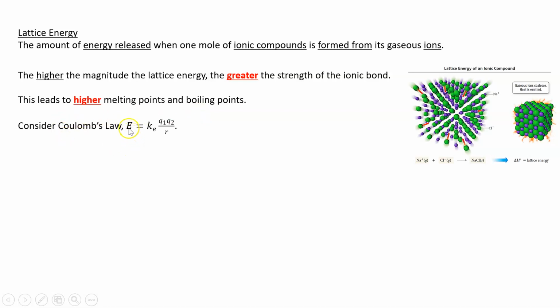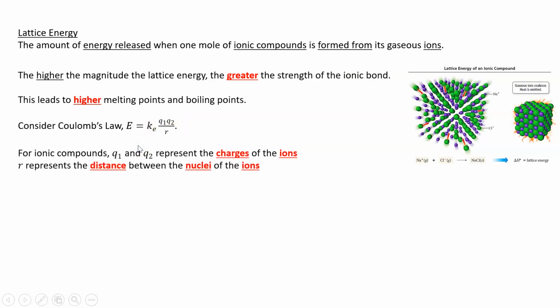Consider Coulomb's law. Energy equals a constant times Q1 times Q2 divided by R. For ionic compounds, Q1 and Q2 represent the charges of ions, like a positive ion and a negative ion in this example. You've got your positive sodium and your negative chloride ions. The R represents the distance between the nuclei of the ions.